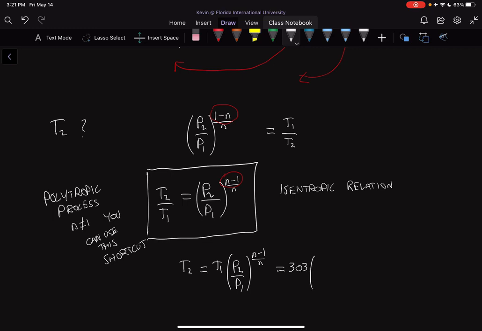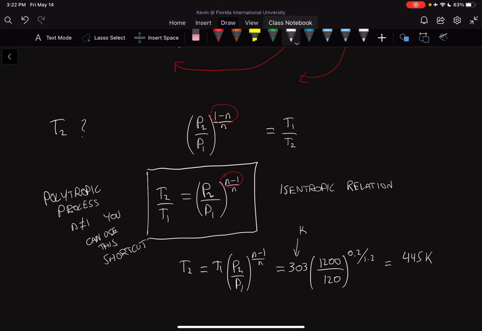And notice how the temperature is in Kelvin now. So I made the temperature in Kelvin 303 times 1200 over 120 to the power of 0.2 over 1.2. And we get that our final temperature is equal to 445 Kelvin. And you can leave it in Kelvin if you want to, that's not a problem at all.